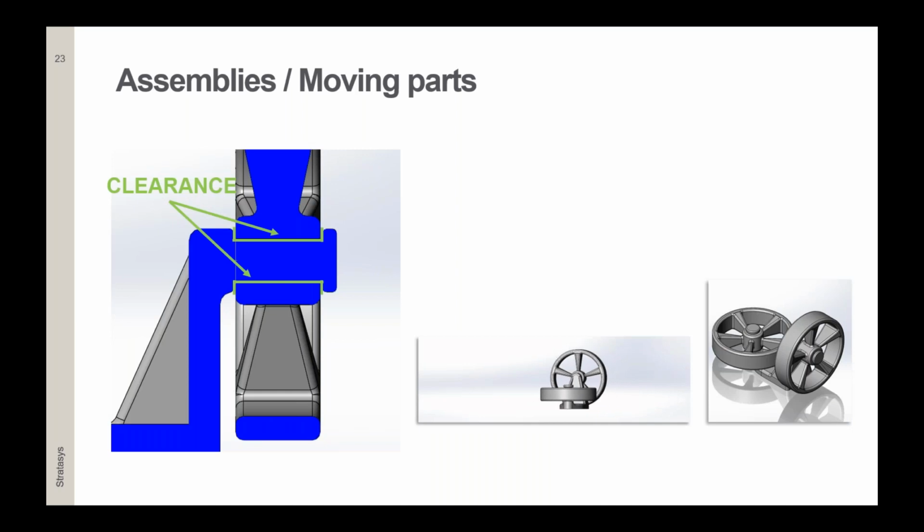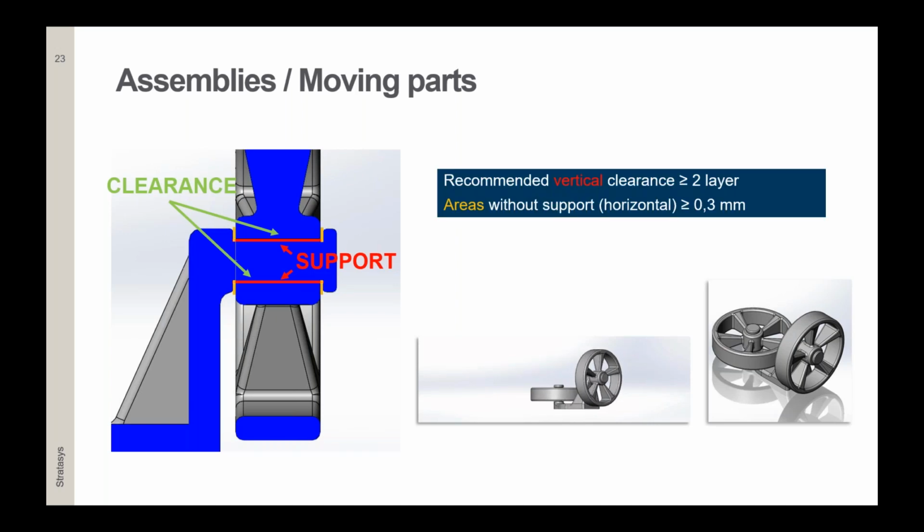The same principle should be taken regardless of the orientation. If you see the similar part, just cut in a different direction, there you see the same clearances. The vertical clearance where we have support is a little bit higher in this case, and the horizontal clearance area is a little bit less. So the recommended vertical clearance again in this case is 2 or more layers, and the areas without support is 0.3 or more.